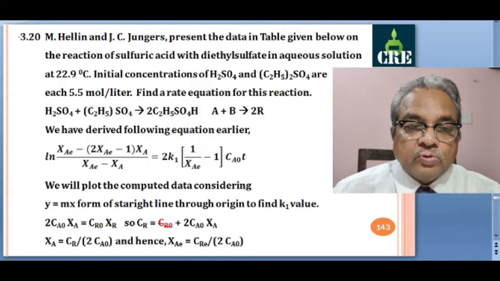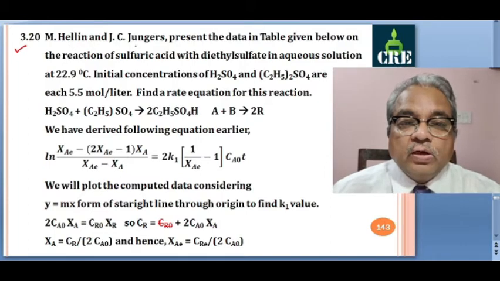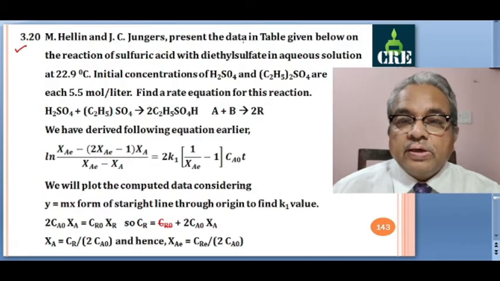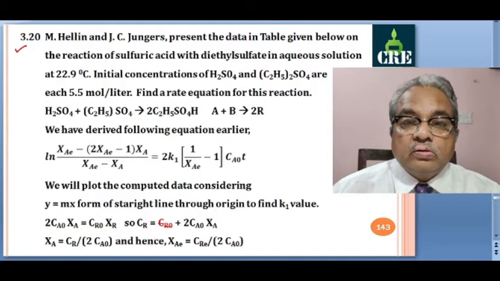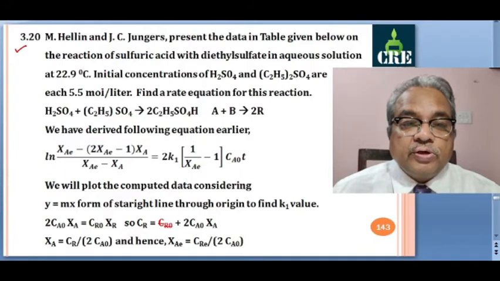We'll continue with problem solving. Problem number 3.20 from the exercises of Octave Levenspiel. Hougen and Watson present the data in a table: the reaction of sulfuric acid with diethyl sulfate in aqueous solution at 22.9 degrees Celsius. Initial concentration. This is the reaction.